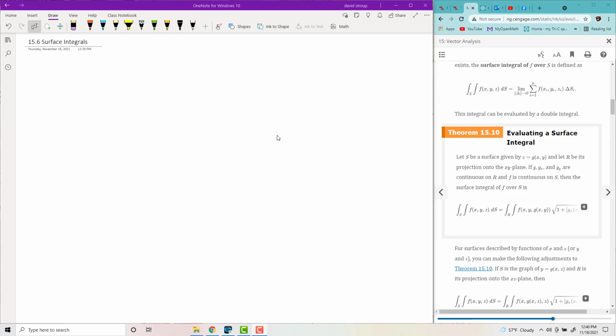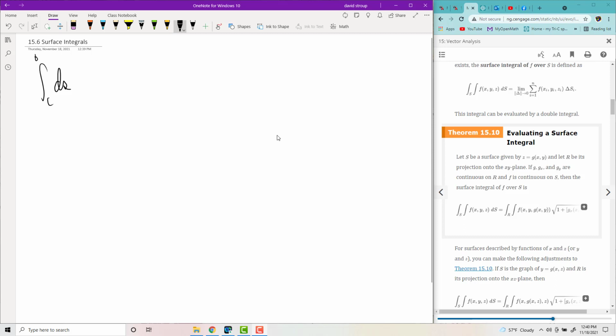Okay, hey, welcome back. We're going to start integrating over surfaces. So just to recall what we've been doing, we first integrated over curves or on curves. So we saw the integral of ds, which is basically just going to be the arc length formula, and that would give us the length of the curve.